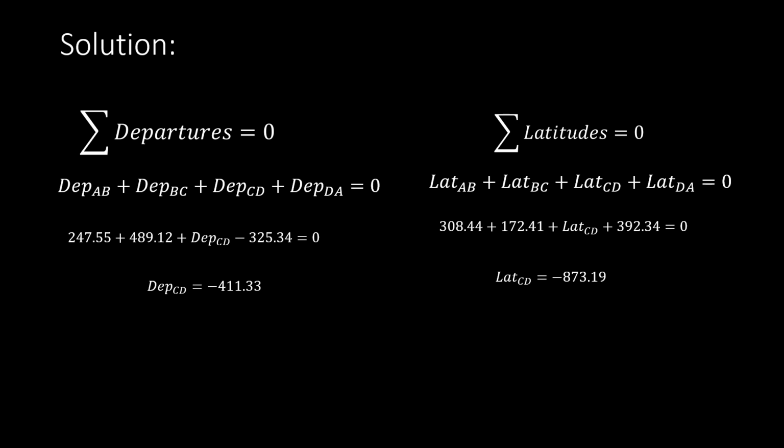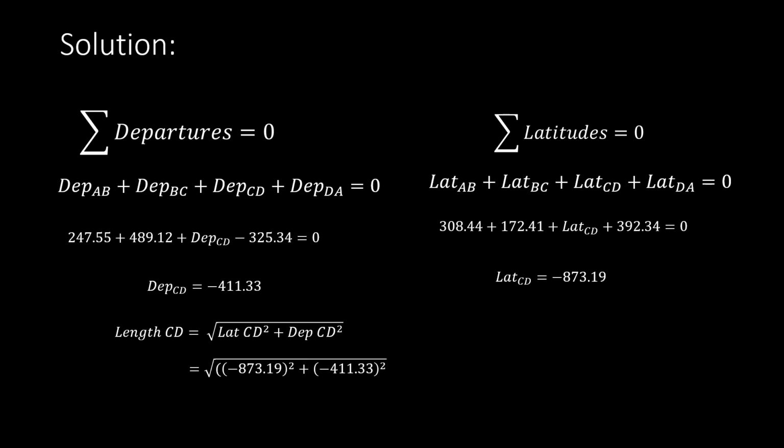We then determine the length of side CD by adding the squares of the latitude and departure, and then we extract the square root, and that will give us 965.22.